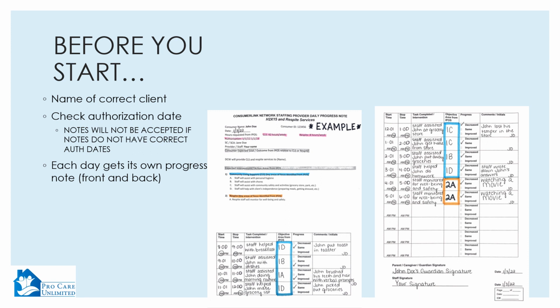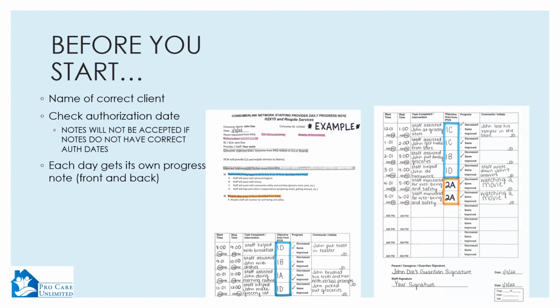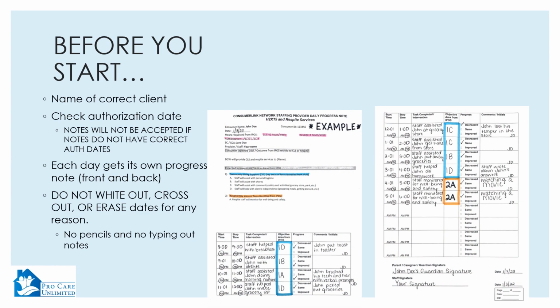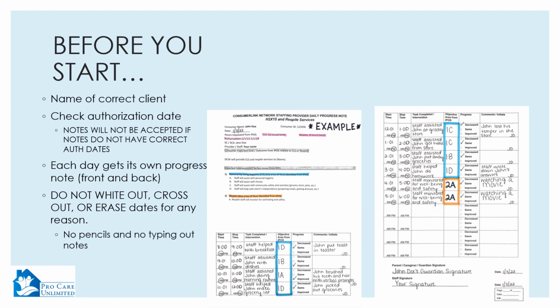Also, be sure you have enough notes for that pay period. Each day gets its own progress note, a front and a back page. Lastly, do not use whiteout, cross out, or erase dates on your notes for any reason. This will result in no pay. So, be sure to write with dark-colored pen, no pencil, and no typing. Once you have established all these things, you can begin filling out the notes.